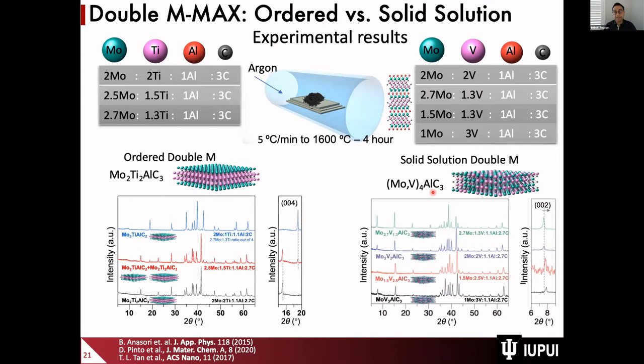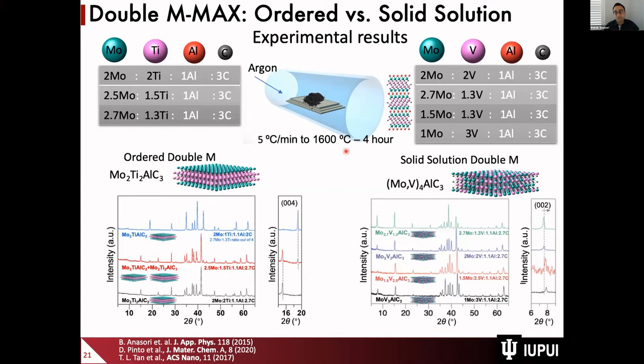So we found that although DFT says there's a chance of having an ordered phase in molybdenum vanadium, we were not able to make it, and all the compositions that we made formed a solid solution. So now the question is, can we make these in the ordered phase, or maybe these in solid solution? The answer is, I would say, yes, maybe, because there are studies showing we can do post-treatment, for example heat treatment at higher temperature, or maybe quenching from the sintering temperature, and see what we get at higher temperatures.